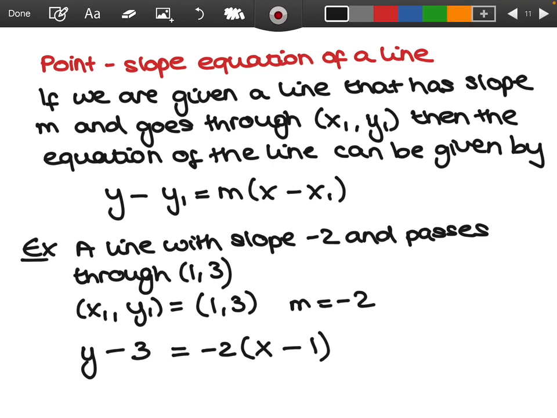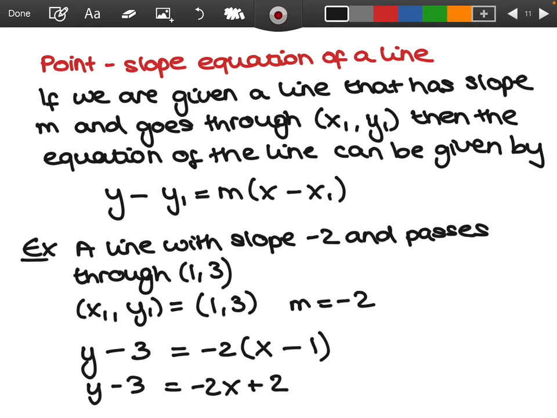I'm actually going to put this into slope-intercept form just because it's the form that we are most used to, especially when we are trying to graph things. So I'm going to leave my left-hand side the same at the moment, and distribute out for my right-hand side. So I'm going to get -2x, and then -2 times -1 is +2.